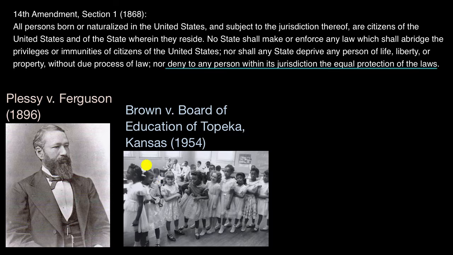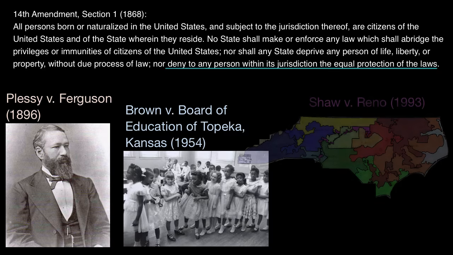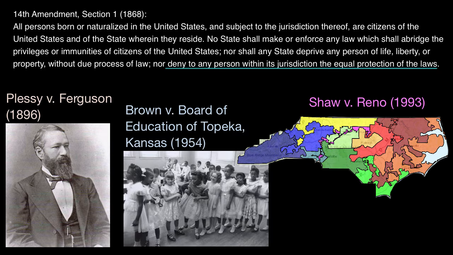Now, if we fast forward to 1993, we have another really interesting test case, Shaw versus Reno. This is a situation where after the 1990 census, North Carolina takes a look at its congressional districts and sends them to review by the Federal Justice Department. The Federal Justice Department decides that the first pass that North Carolina took at the districting only had one black majority congressional district, and they thought that there could be 2 black majority congressional districts.